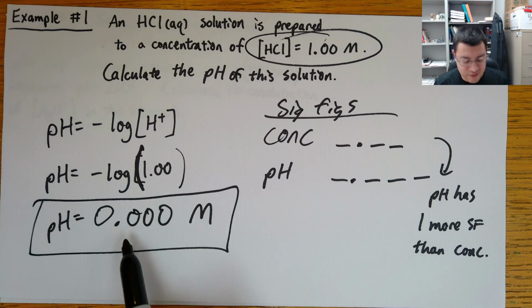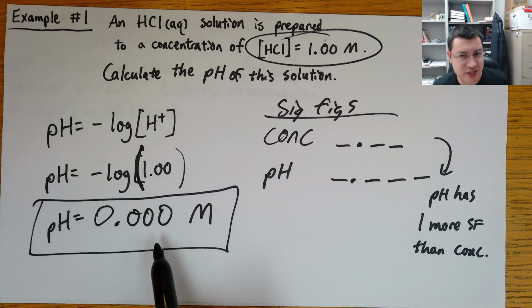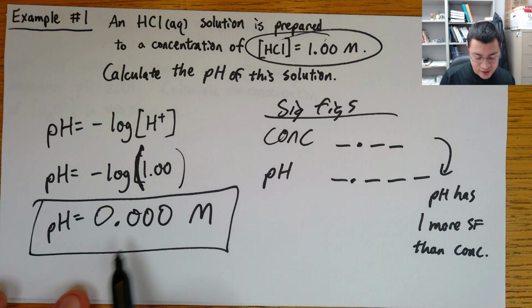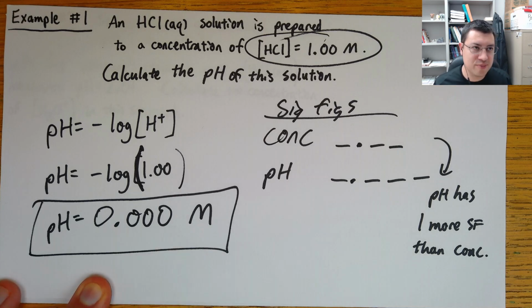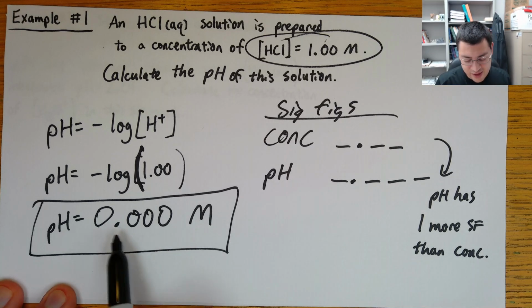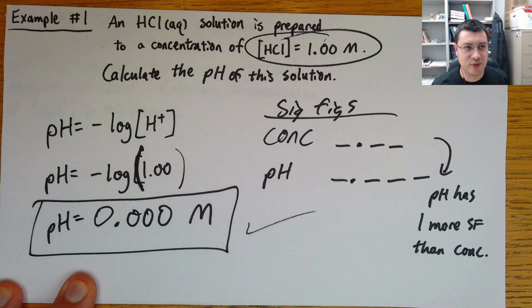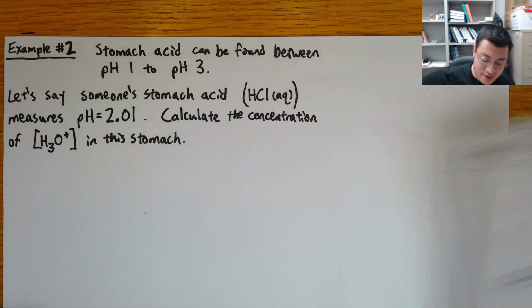You may wonder, can you have sig figs on 0? Yeah, you can. It depends on how far out the 0 is, and it is that far out, so that's totally fine.